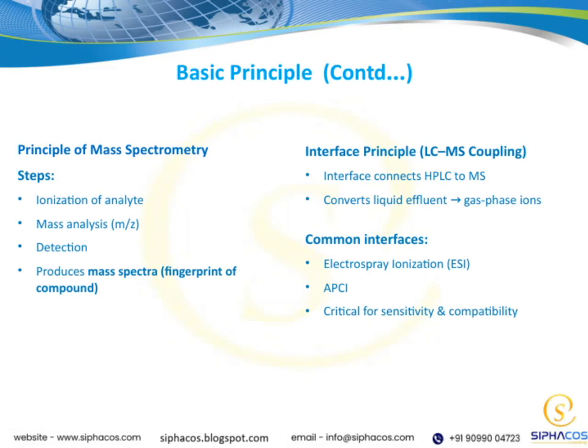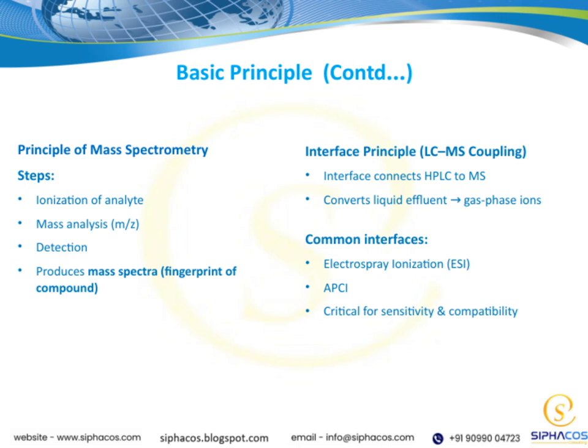Let's talk about the interface principle in LC-MS coupling. The interface is a crucial component because it connects the HPLC system to the mass spectrometer. Its main job is to convert the liquid effluent coming from the HPLC into gas phase ions that the mass spectrometer can analyze effectively. There are several common types of interfaces, but two of the most widely used are electrospray ionization, or ESI, and atmospheric pressure chemical ionization, APCI. These interfaces are vital because they directly impact the sensitivity of the analysis and the overall compatibility between the liquid chromatography and mass spectrometry systems.